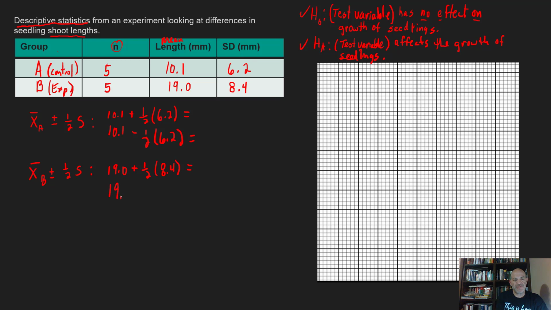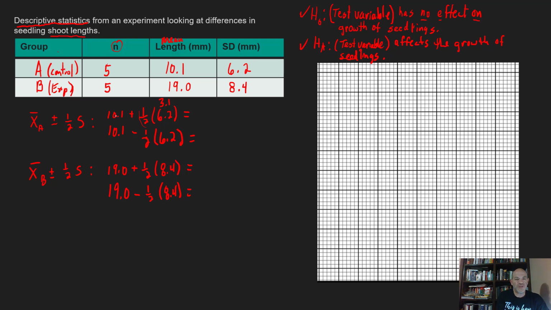And that's going to give you the high value. Then for the low value, we're going to subtract 1/2 the standard deviation, which is 8.4, from that mean. Okay, so remember the order of operations. You always multiply and divide first before you add. So we need to do the 1/2 times the 6.2. When you multiply by 1/2, that's dividing by 2. So that really gives us a value of 3.1. So this right here would be 3.1, and that would also be 3.1.